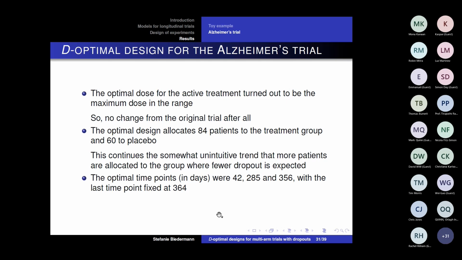And then the time points. The first time point was 42, so that was the first time point that was allowed. The next one is 285, and then the third one, 356. And again, we are not quite happy with that time point, because obviously the trial ends at 1 year. So it's not practical to get the patients in 8 days before the trial ends.